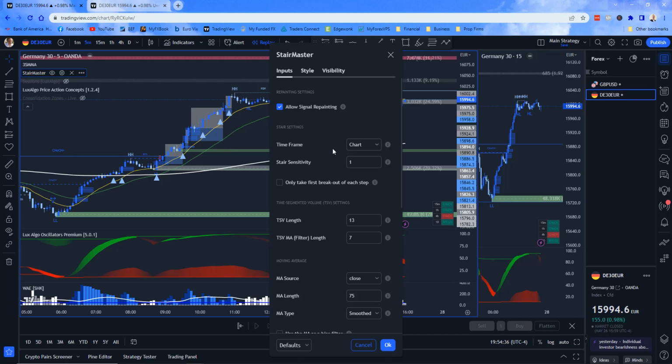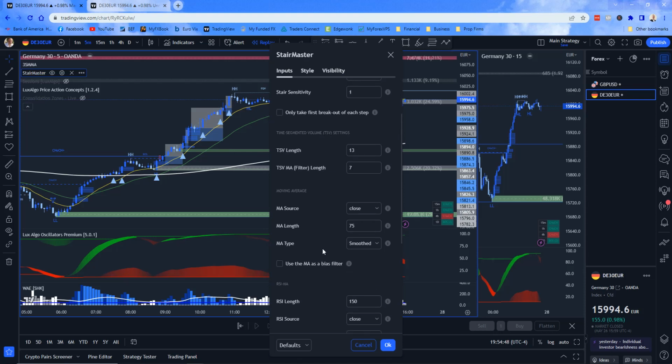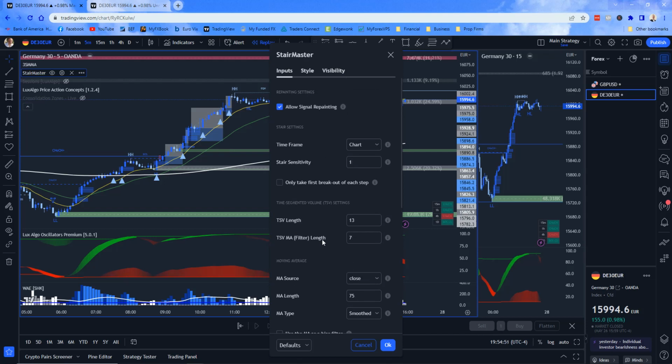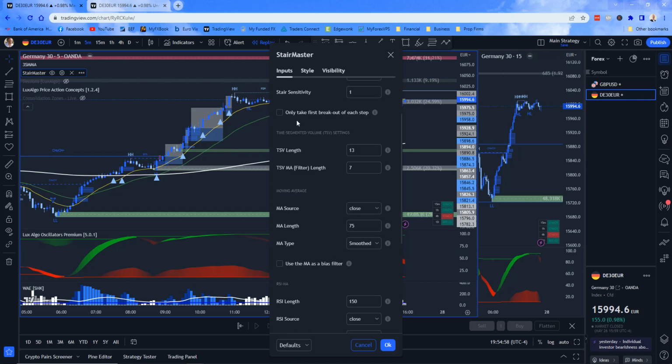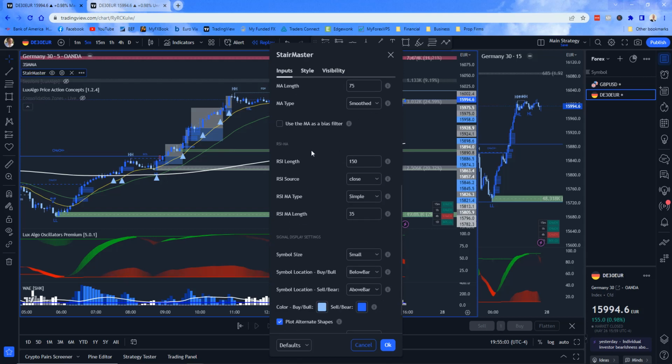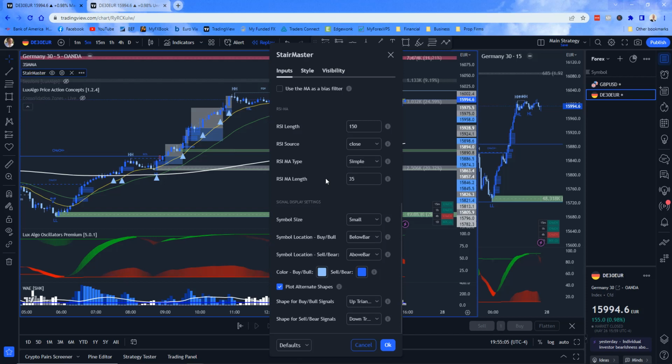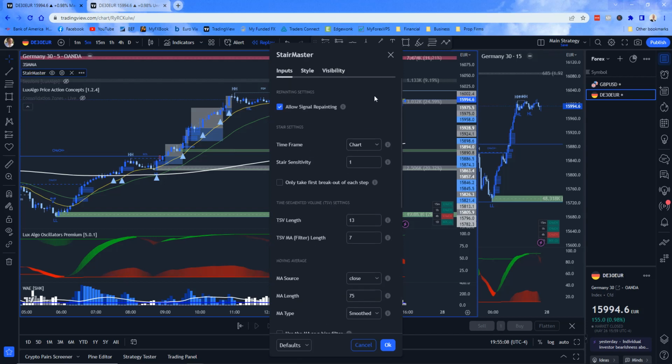The reason being, I'm a scalper, so I want these Stairmaster prints to fire off as quickly as possible. I uncheck everything else. I couldn't care less; the only things important to me are the basic settings. I do allow signal repainting, very important. And then I set my sensitivity to 1. I'll scroll through it if you want to watch the replay. I'm assuming you already have all of that.